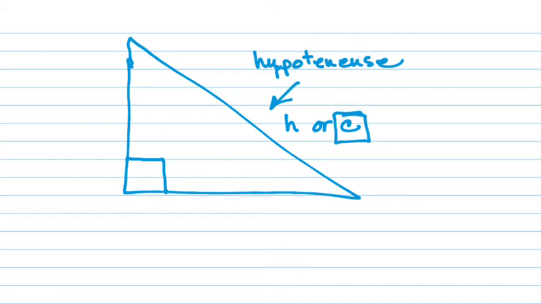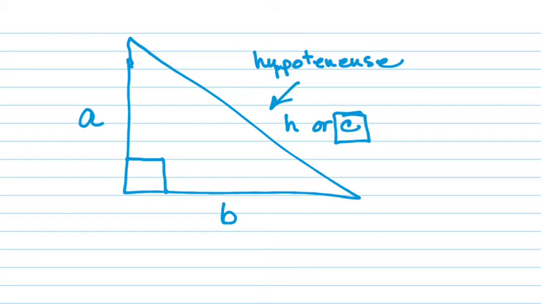Now, you have 2 other sides. Technically, it doesn't make any difference because they're both just sides. But we usually call this one A and this one B, simply because A is the shorter one, B is the longer one. Who cares, though? It really doesn't make any difference.